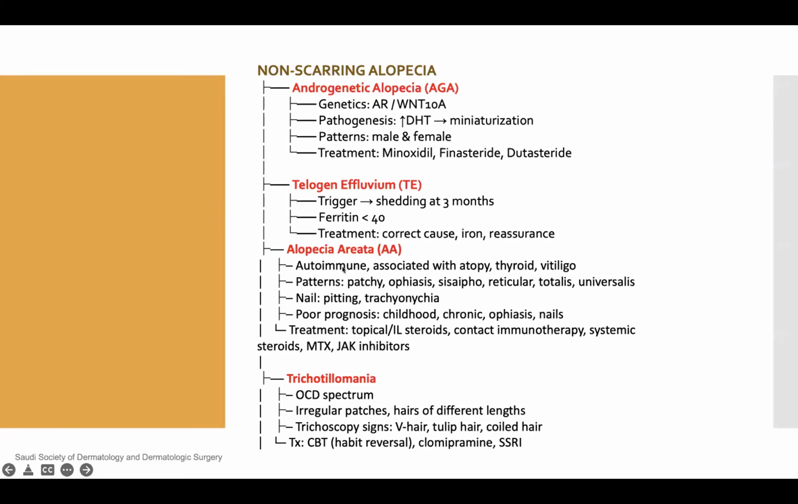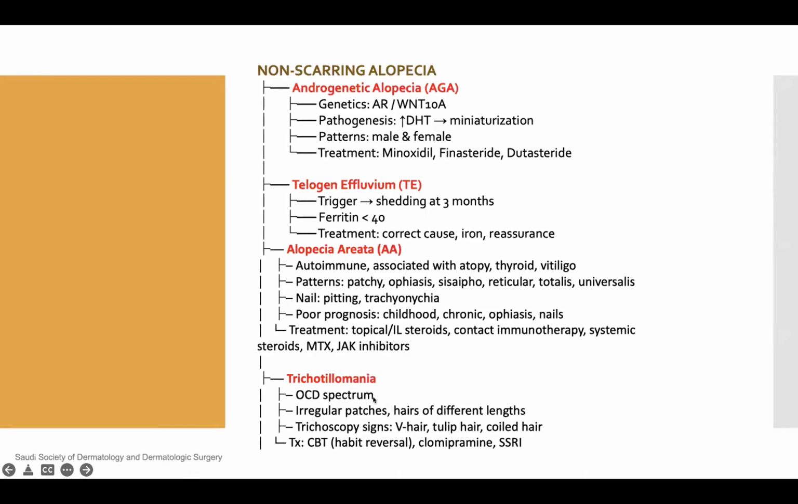Alopecia areata, an autoimmune-mediated disease, usually associated with atopy, thyroid disease, vitiligo, SLE. Patterns are either patchy, ophiasis, sisaipho, reticular, totalis, and universalis. Nail findings, which are very important: pitting and trachyonychia. Poor prognostic factors: childhood onset, chronic, ophiasis, nails. Treatment: topical or intralesional steroid, immunotherapy, systemic steroid, MTX, and most importantly, JAK inhibitor.